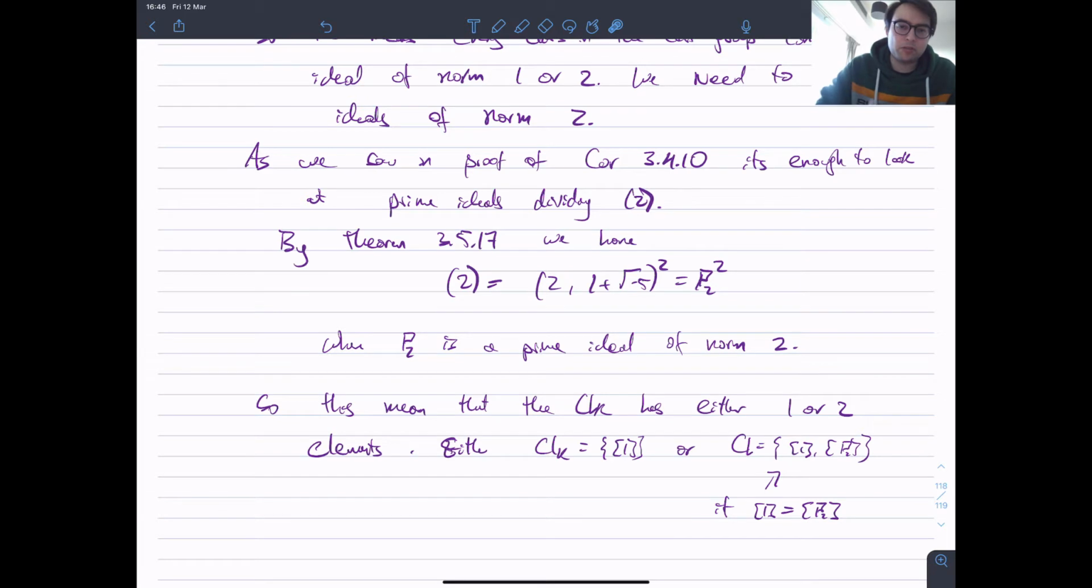I could multiply it by some other principal ideal, and then suddenly it becomes principal. That's what it would mean for this ideal to be trivial. So, if they weren't the same.